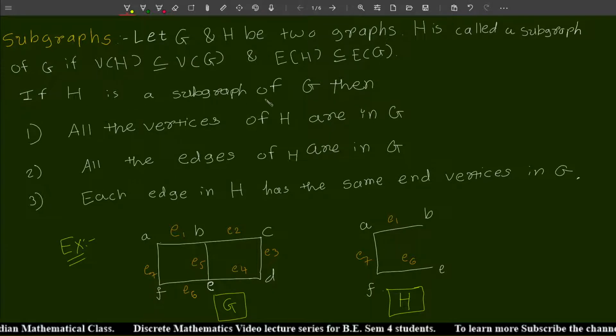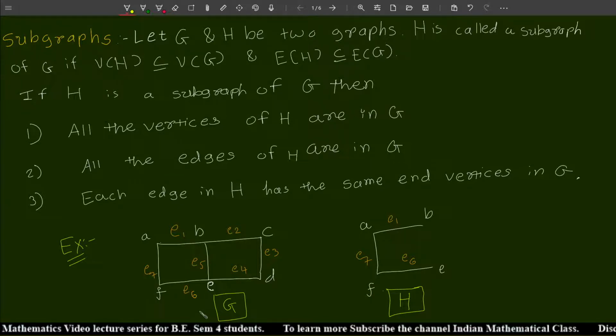If H is a subgraph of G, then first, all the vertices of H are in G; second, all the edges of H are in G; and third, each edge in H has the same end vertices in G. Now let us understand this with the help of an example.